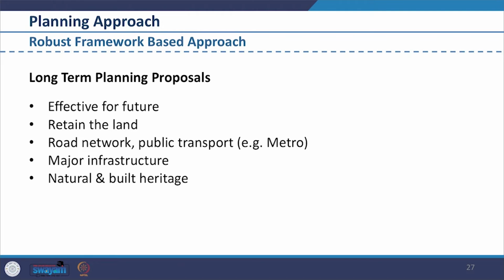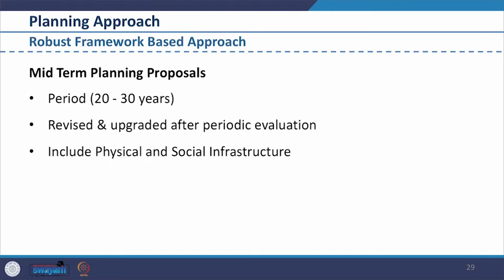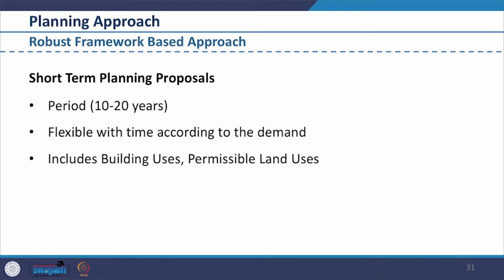So, we see how the combination of rigidity and flexibility has been integrated in the process. Long-term planning proposals include road network, public transport such as metro and major infrastructure, natural and built heritage. Mid-term planning proposals include physical infrastructure and social infrastructure. We see that short-term planning proposals include building uses and permissible land uses.